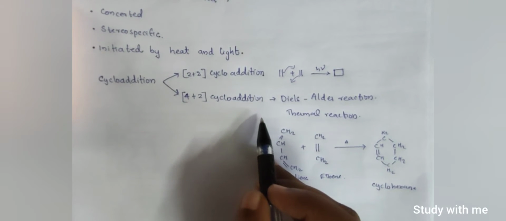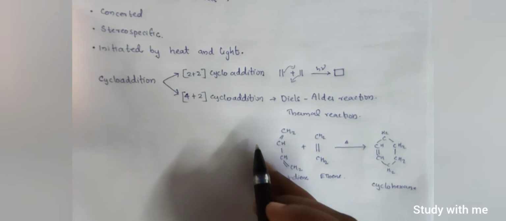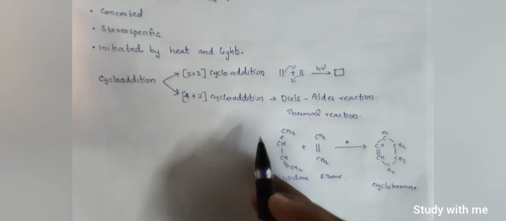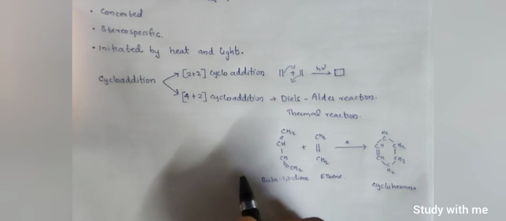In the 4 plus 2 cycloaddition reaction, 4 pi electrons of one reactant and 2 pi electrons of the second reactant interact to yield a cyclic adduct. The 4 plus 2 also means that 4 atoms from one reactant and 2 atoms from the other reactant will join to form the ring. This is also called Diels-Alder reaction, and this is the best example for the Diels-Alder reaction. And the Diels-Alder reaction is brought about by heat.